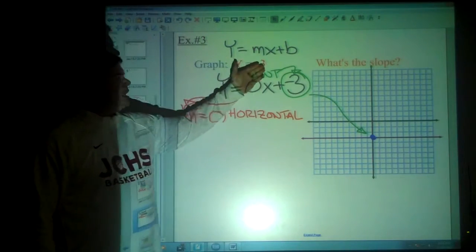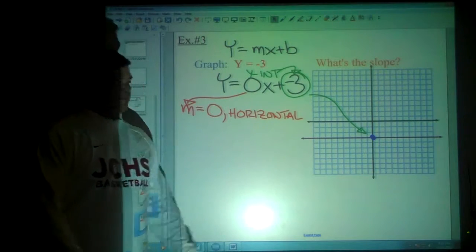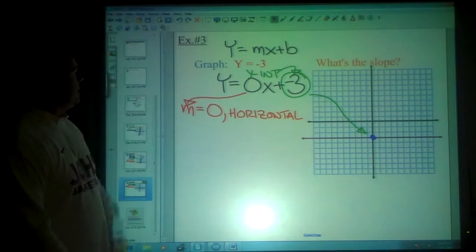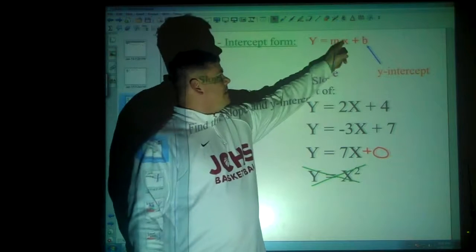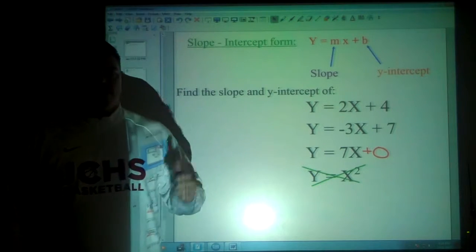So even if it looks tricky, you can still rewrite it in slope-intercept form. Slope-intercept form is great. Look for your y equals mx plus b. M is slope, b is y-intercept.